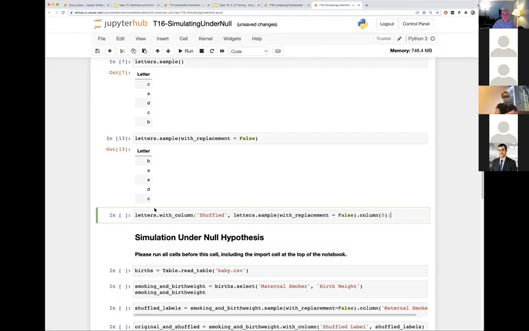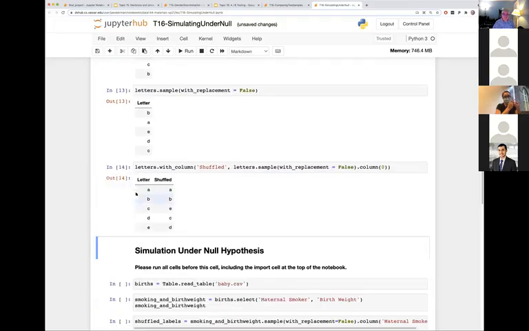So we're taking letters, we're going to add the column shuffled, and what do we add it with? We're just going to add it with this sampling without replacement. This letters sample will return us a new table, and here we're just taking the first column from that table, because with column, we need to add a column. So we extract the first column from that. That will give us a table with our original letters, and those are shuffled, and they in fact are random.